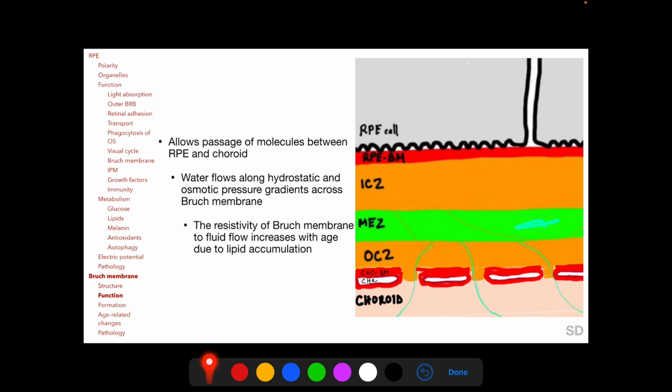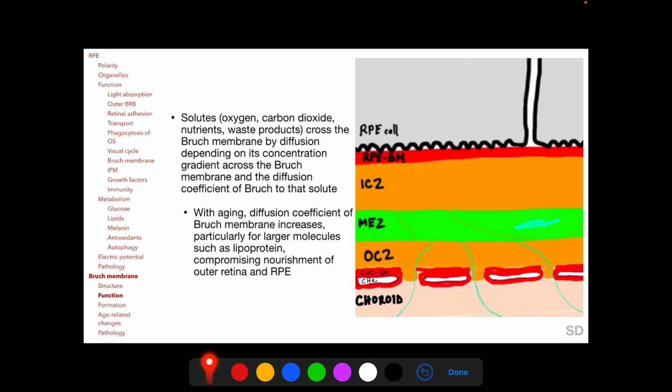Water flows across the Bruch's membrane along hydrostatic and osmotic gradients. The resistivity of Bruch's membrane to fluid or water flow increases with age due to lipid accumulation, which we will be discussing further. Solutes cross the Bruch's membrane by diffusion depending on their individual concentration gradients, and with aging, the diffusion coefficient of the Bruch's membrane for these solutes increases, particularly for larger molecules such as lipoproteins, thus compromising nourishment of the outer retina and the retinal pigment epithelium.